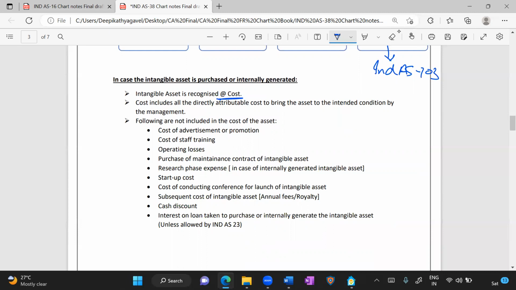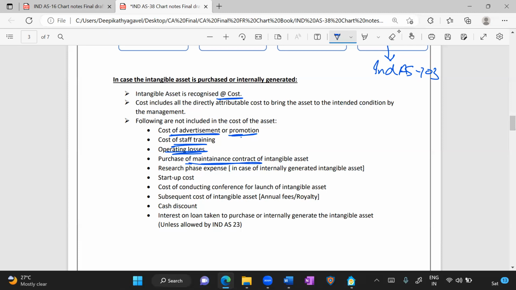Now, what all are not included in the cost of the intangible asset, very much similar to Ind AS 16, as we discussed there. Cost of advertisement and promotion, you will not be including. Cost of staff training, as I told you, will not be included. None of the operating losses will be included. And if you have purchased any maintenance contract for that intangible asset, that will also not be included.